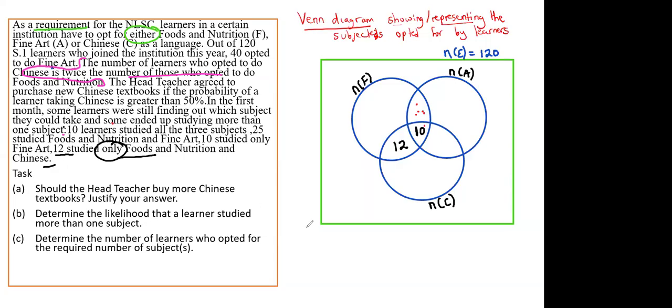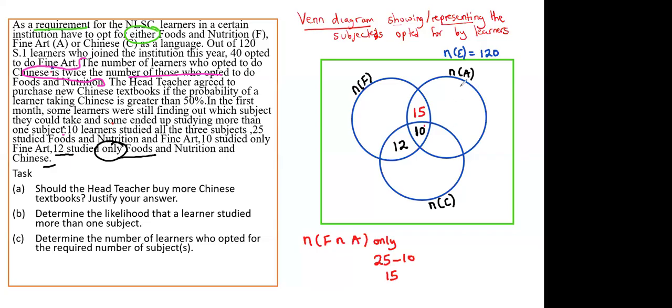So for that one, we are going to say, those who take F and A only, that one is going to be 25 minus 10, which gives us 15. So here I'm going to say, now this is 15. So you show clearly how you are obtaining those things. So here I'll have my 15.